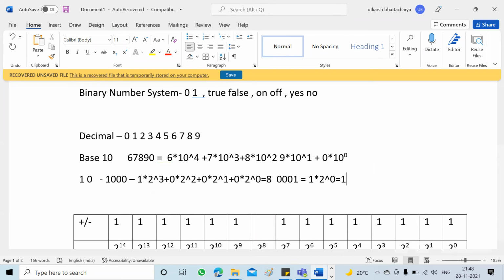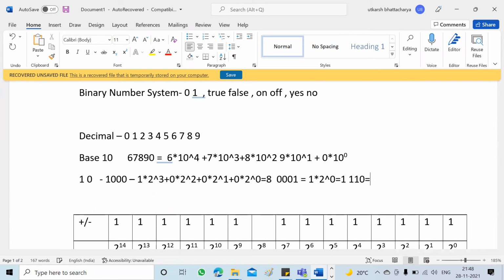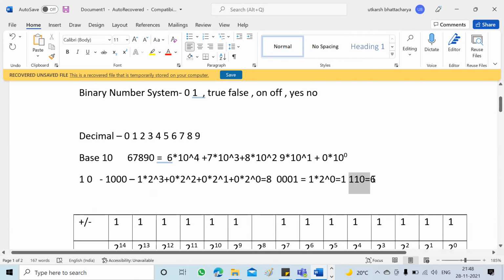So this is the system. For example, you took another number, 110. Now here 0 into 2 to the power 0 is 0. 1 into 2 to the power 1 is 2. 1 into 2 to the power 2 is 4. So 4 plus 2 equal to, when you convert to decimal, the answer is 6. This is the value of this. So this is the language the computer understands everything in.